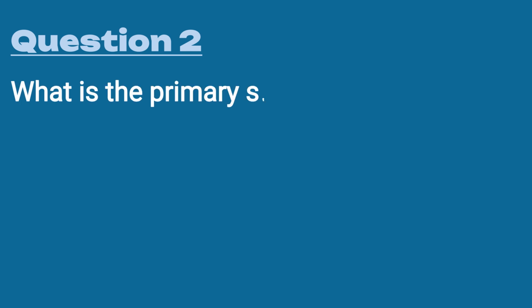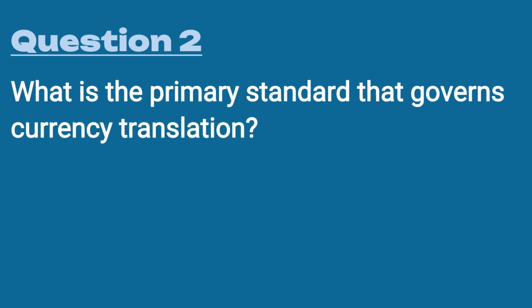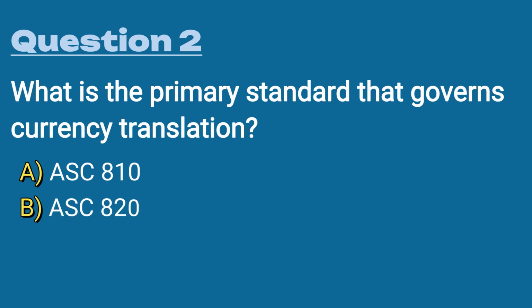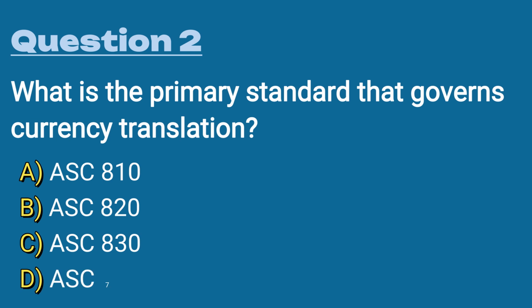Question number 2. What is the primary standard that governs currency translation? A, ASC 810, B, ASC 820, C, ASC 830, or D, ASC 720?